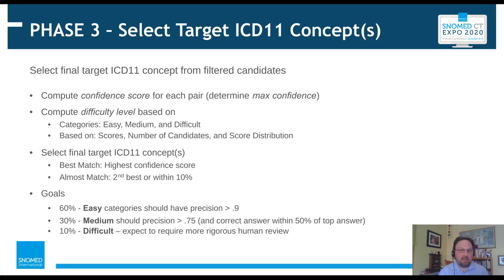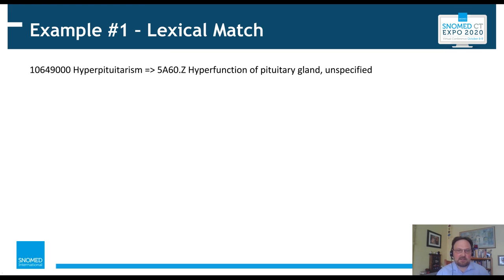The top answer should be right, and then the answer should frequently be somewhere in the top set of things. And then difficult things, which should be a small set, and these really do require review. We don't have any expectations about how this would all work out.